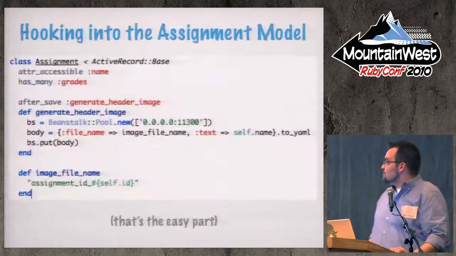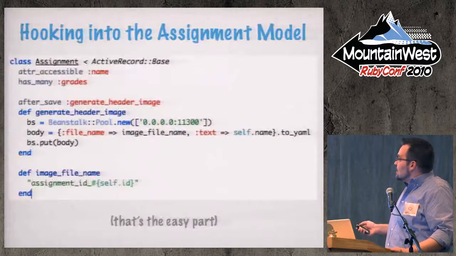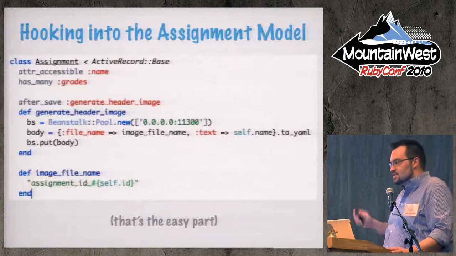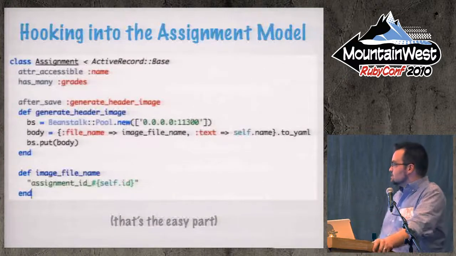And here's how I implement it. First, in the assignment model, I do an after save and just say I'm going to generate this header image. Then I define generate header image as find the Beanstalk, push on these parameters. Give it a file name, which is defined here. Give it the text, the name of the assignment itself, convert it to YAML, and then just put that on the Beanstalk. Obviously, it would probably be more efficient to put this Beanstalk finding process somewhere else, because I really just need a singleton Beanstalk, but this works.